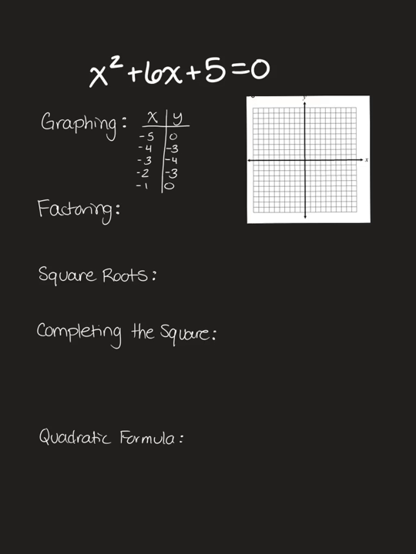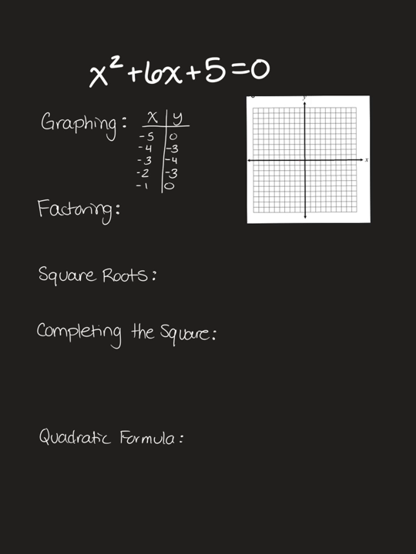So let's look at this equation here. We have x squared plus 6x plus 5 is equal to 0. And so far we've learned 5 ways to solve this equation. So the first way is we've learned graphing. So there's your table of values. You can plot these points on your graph here.